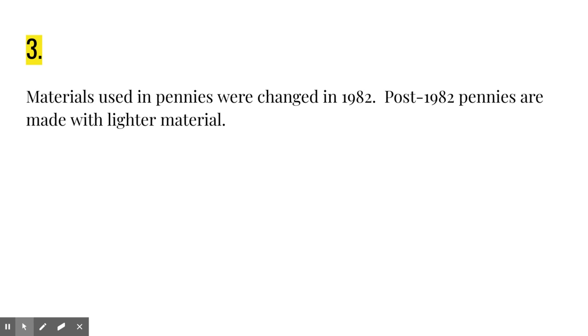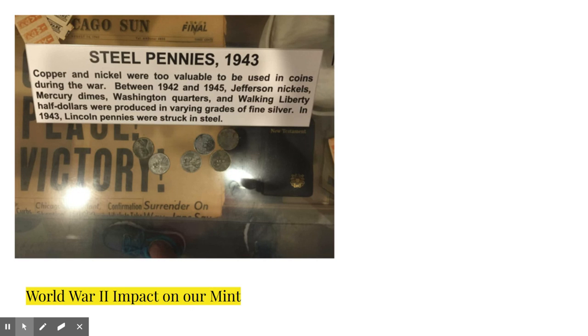There was one year that pennies were actually minted in 1943. They were made of pure steel because copper, and this also affected your other coins too, nickel, were just too valuable to be used. So between 1942 and 1945, your Jefferson nickels, your Mercury dimes, your Washington quarters, and your Walking Liberty half dollars were actually made of fine silver. But in 1943, they actually ended up having to make your pennies out of steel instead of copper.